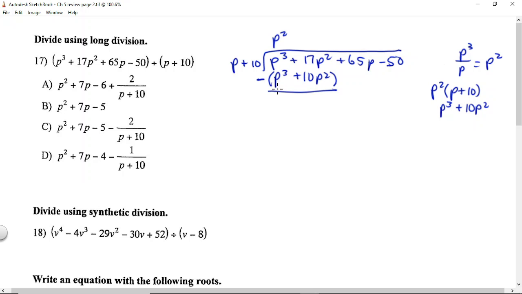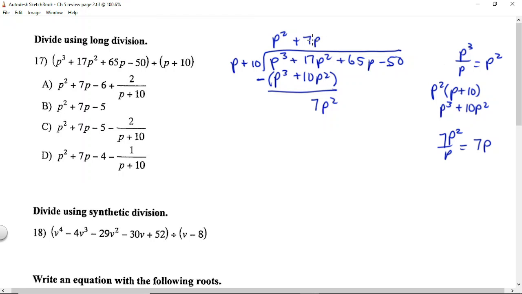We have p cubed minus p cubed is just 0. I won't write that this time, we just won't write the 0 down. So 17p squared, and remember this minus sign over here. It's minus 10p squared, so that's 7p squared. So now we take that and divide it by p. Each time we're dividing by p always. So 7p squared divided by p equals 7p. So that goes up here.